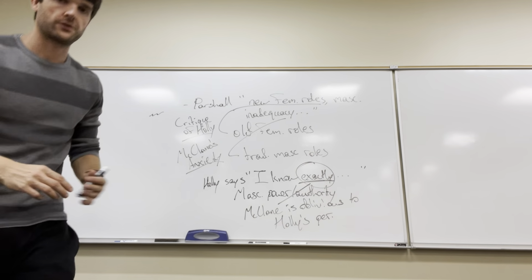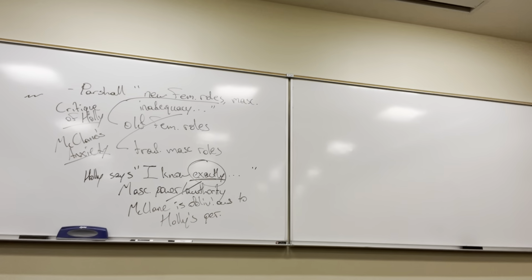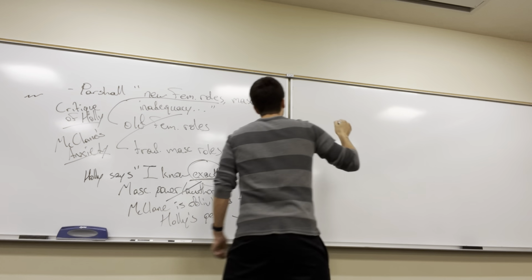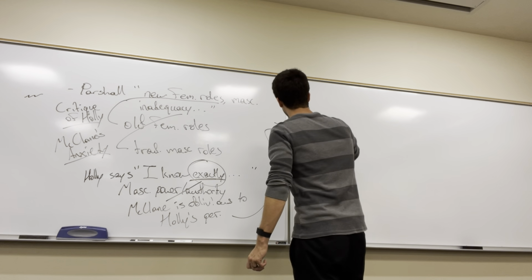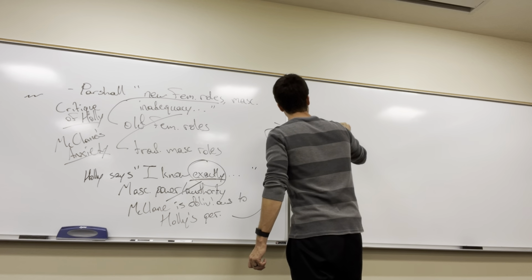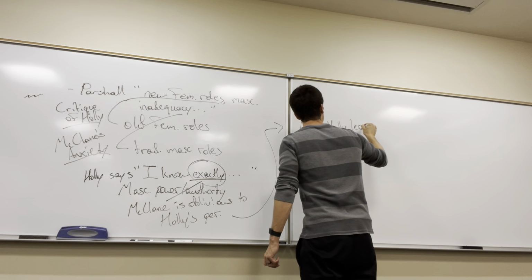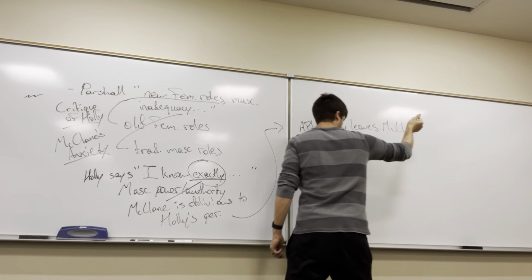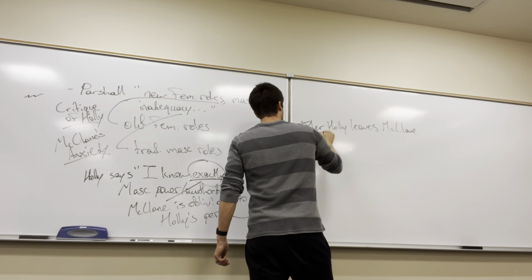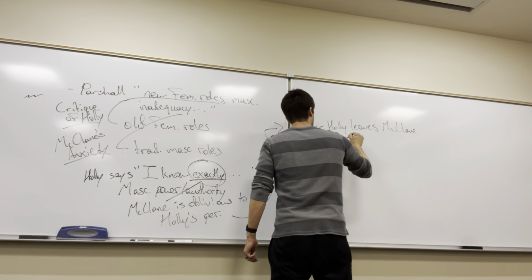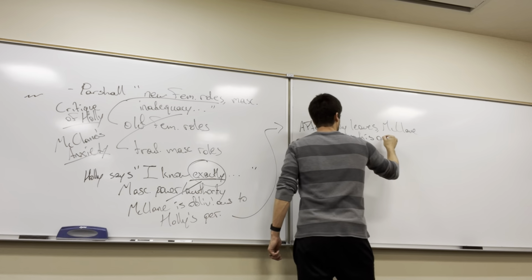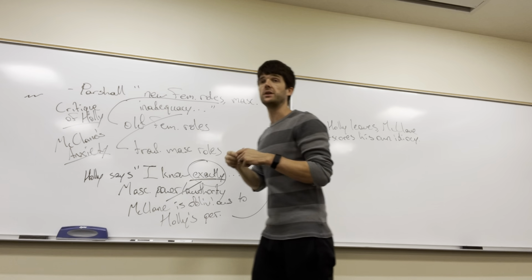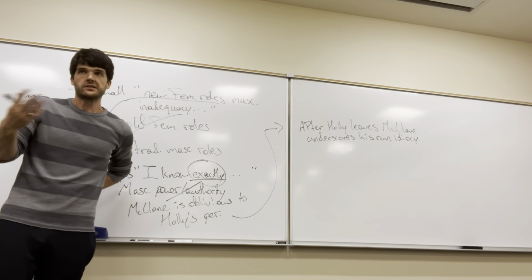Darn. Let me try to make sure this is on camera at least a little bit. All right. So let's continue it. After Holly leaves, McLean, I'm going to say, his own idiocy. Again, there's different ways to put that, but he basically calls himself an idiot.